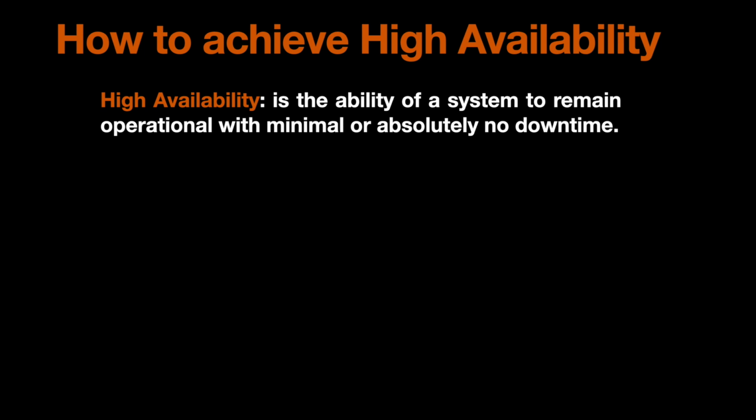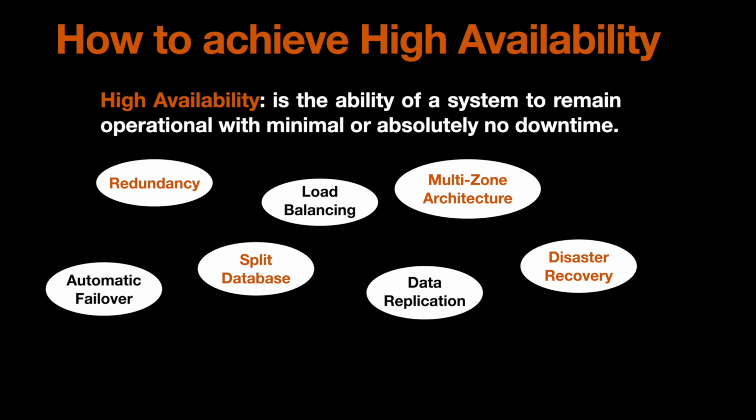High availability is the ability of a system to remain operational with minimal or absolutely no downtime. There are many standard practices followed industry-wise to achieve high availability: redundancy, automatic failover, database splitting, load balancing, multi-zone architecture, multi-region architecture, data replication, etc. are some of them. In today's lecture, we will be going over them one by one and see how this can help to improve the overall availability of our service.